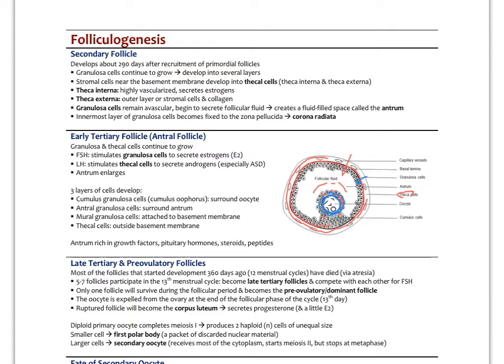And now the antrum begins to enlarge as more and more fluid is secreted into it. And then we start to develop 3 layers of cells. There are cumulus granulosa cells, also known as the cumulus oophorus, and that's going to surround the oocyte directly. So again, that's all this area here. Then there are antral granulosa cells, and they're going to surround the antrum, and that's all these cells in here. And then mural granulosa cells are attached to the basement membrane, so they're the deepest layer there. And then thecal cells, again, will be on the outside. The antrum at this point is very rich in growth factors, pituitary hormones, steroids, and different peptides.